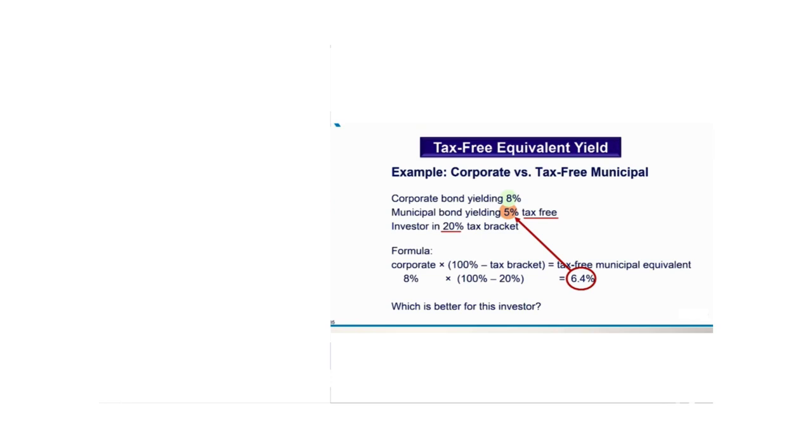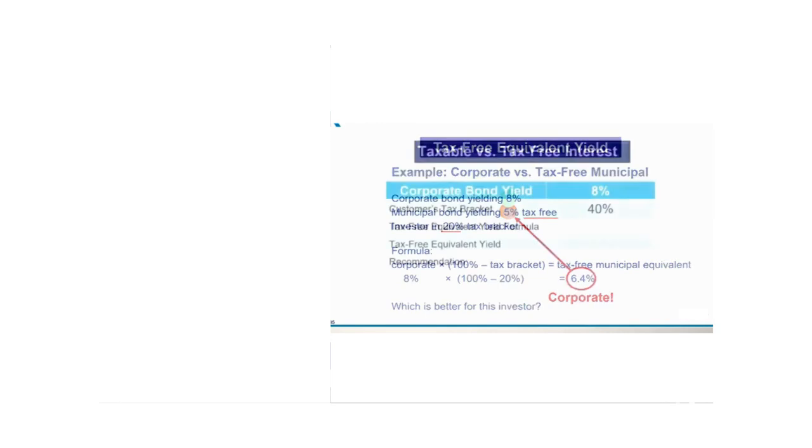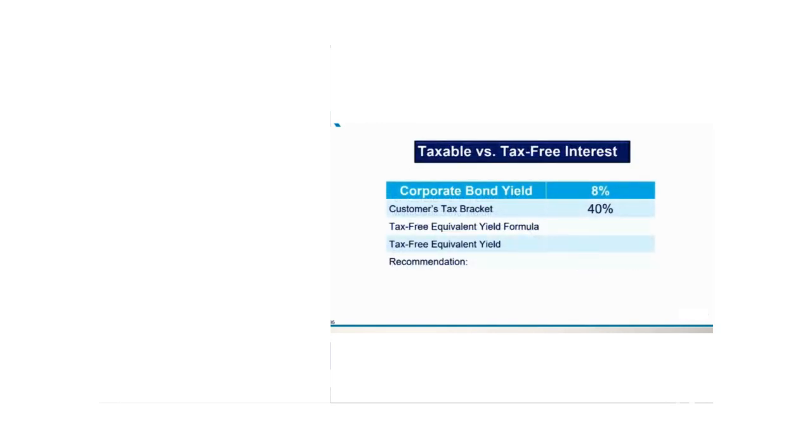So in this case, the corporate bond is a better deal. Getting 8% from the corporate bond and paying the tax leaves the investor with a 6.4% return, which is still more than the 5% tax-free return from the municipal bond. Of course, if the investor was in a higher tax bracket, the answer might be different here.